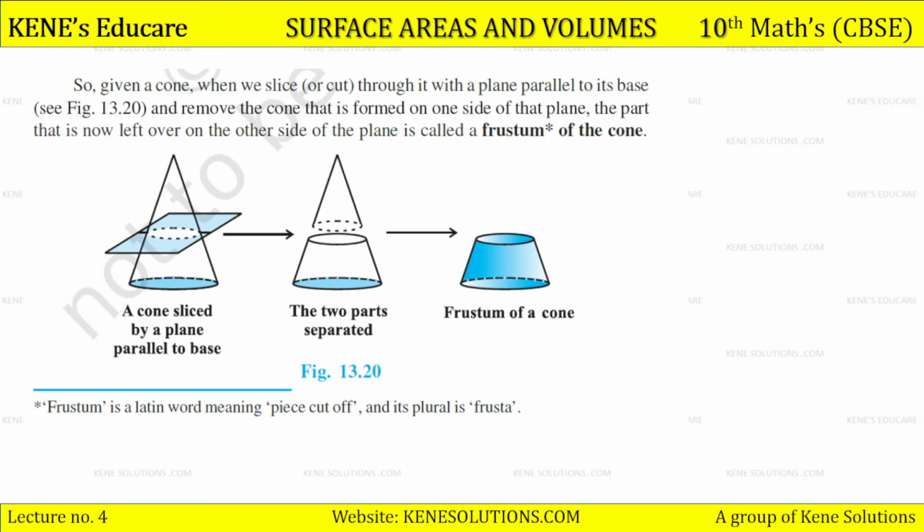So given a cone, when we slice through it with a plane parallel to its base and remove the cone that is formed on one side of that plane, the part that is now left over on the other side of the plane is called the frustum of the cone. Okay, so here, what is this called? Frustum of the cone. Frustum is a Latin word meaning piece cut off, and its plural form is frusta.